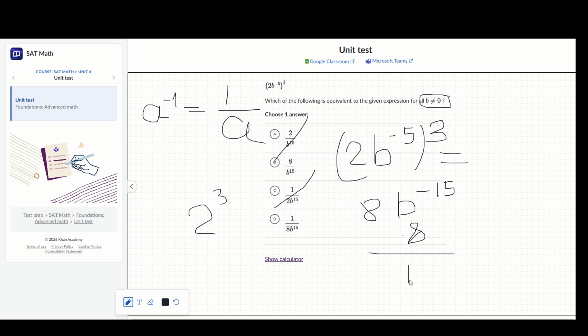So we do the same stuff here. 8 plus, okay, let's write it like that, multiplied by 1 over b to the power 15. If 8 goes here, we get 8 over b to the power 15, which is answer B.